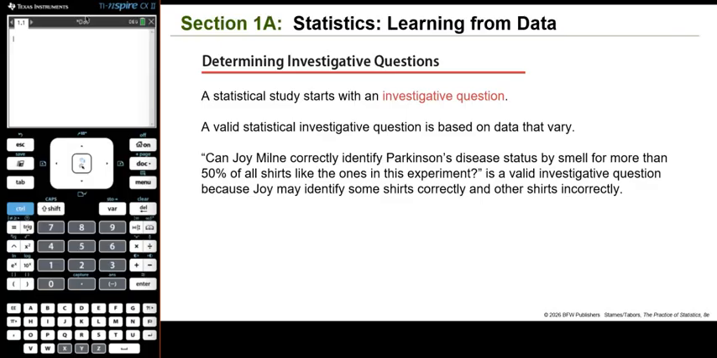Here's a question. Can Joy correctly identify Parkinson's disease status by smell for more than 50% of all shirts like the ones in the experiment? This was a question about whether she could smell a shirt that was worn by someone who may or may not have had Parkinson's disease, and she claims that she could smell Parkinson's on the shirt. And she actually could. Is this a valid investigative question? I think it is, right?